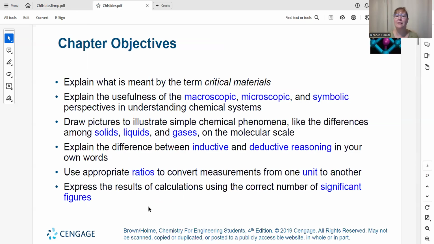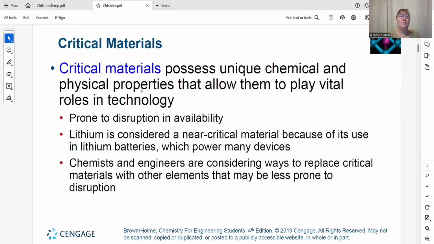Okay, so let's come back to the slides and go through a few things. You'll notice these are the chapter objectives, and these are all on your sheet already. It is what we will be accomplishing in this chapter. All right, now let's take a look at slide 3. These are our critical materials.